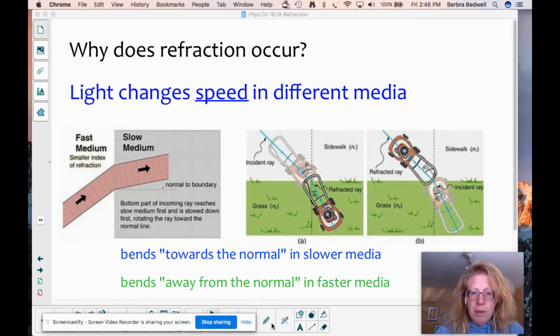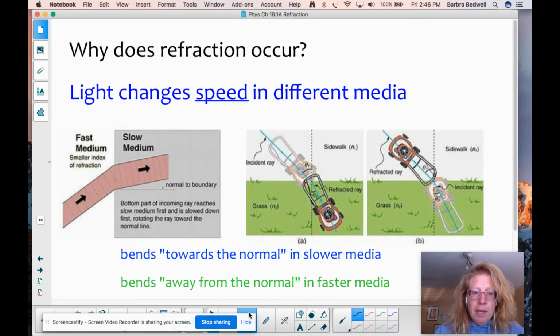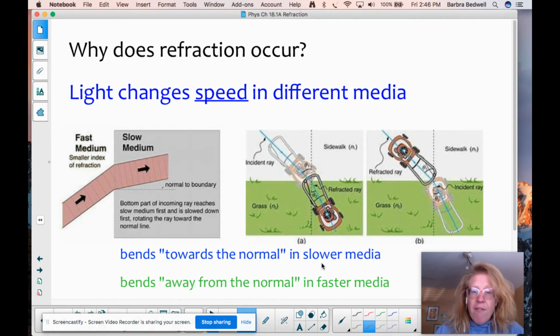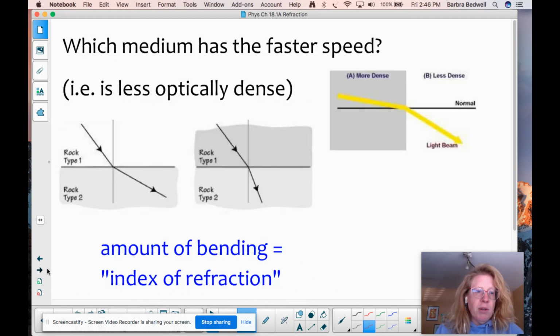You can see this down below here, a pretty consistent pattern in terms of how this works. When it is in a faster medium, it tends to bend away from the normal. It's curving away from it. And when it's in a slower medium, it's going to bend towards the normal. So you can always tell just by looking at a diagram which is the faster and which is the slower medium. Towards the normal in the slower medium and away from the normal in the faster medium. So when you take a look at this, without knowing anything else about these materials, you can get some idea about the optical density of these two particular materials.